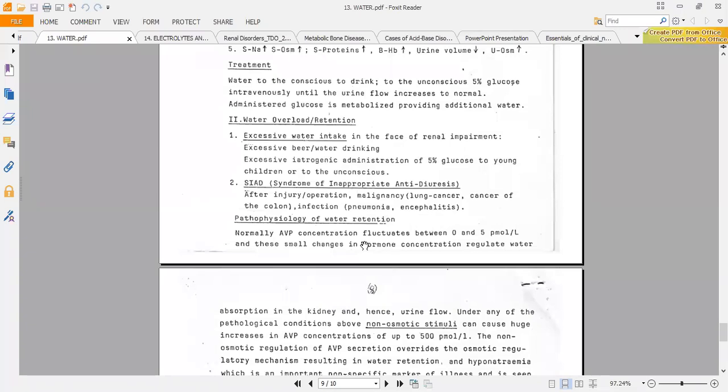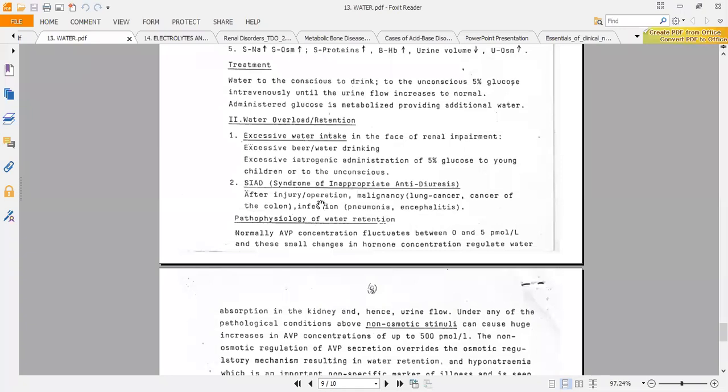The second cause of water overload is a condition called syndrome of inappropriate ADH secretion or ADH release. So this one, you are releasing a lot of ADH. And as I said, we know the function of ADH, reabsorption of water. So the person is reabsorbing a lot of water. Now, what can cause ADH to be released? There are a lot of factors which can cause excessive ADH to be released.